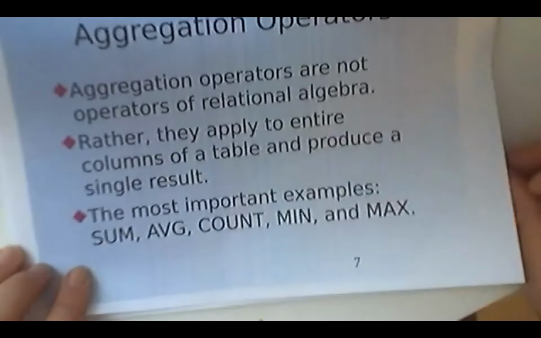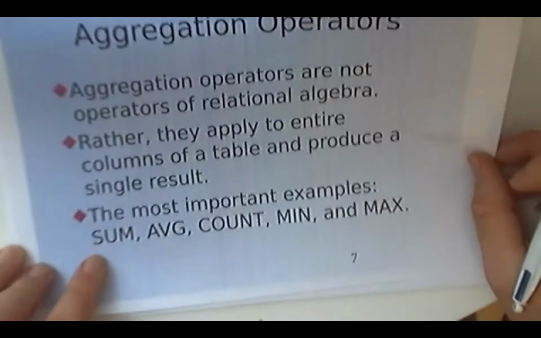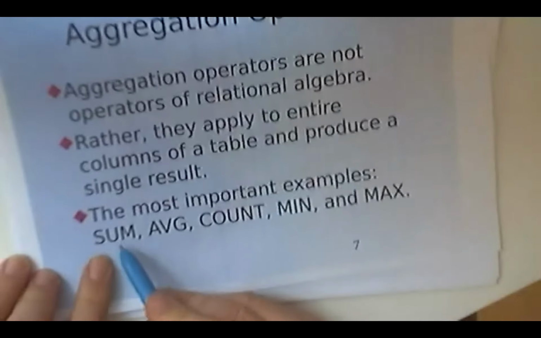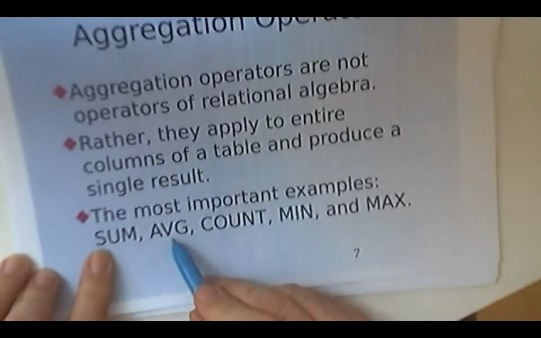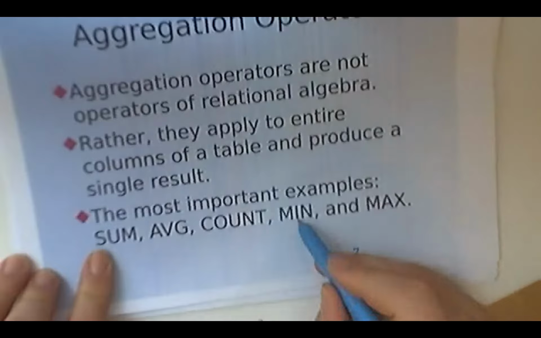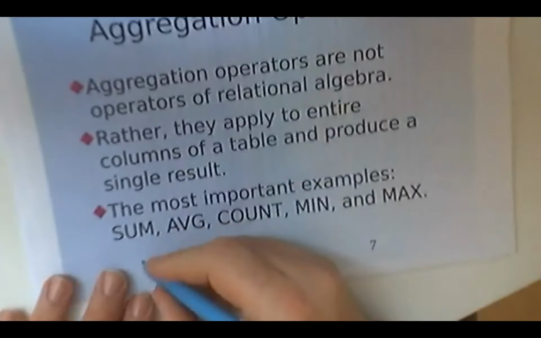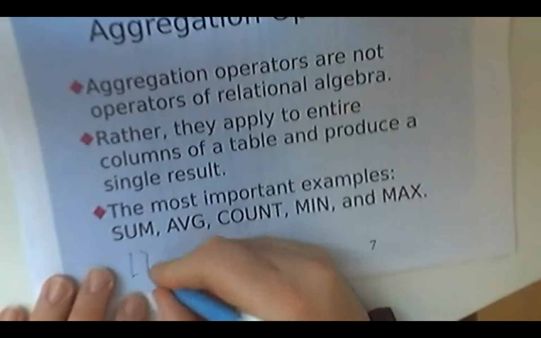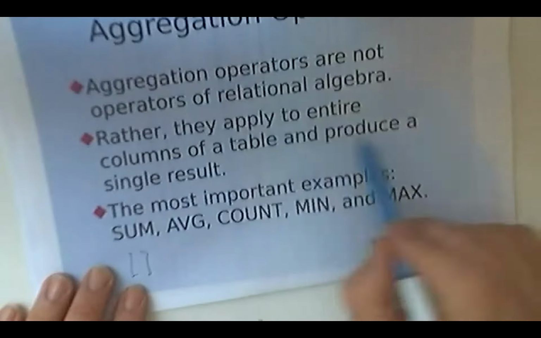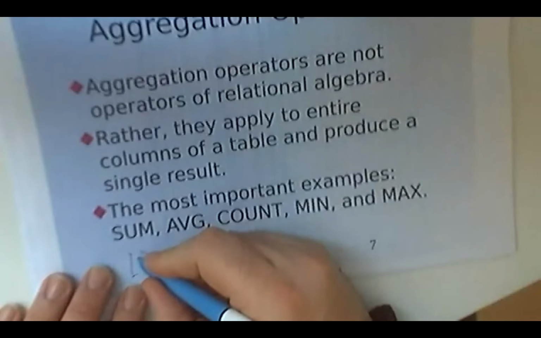The most important examples are sum, average, count, min, and max. These are the aggregate operators. Notice that what they're doing is taking in, maybe this is what I was trying to get to, an entire column of a table. It's going to basically give you a vector of values.